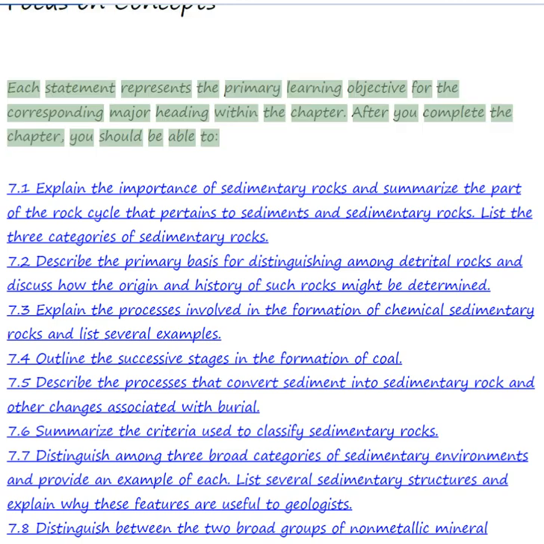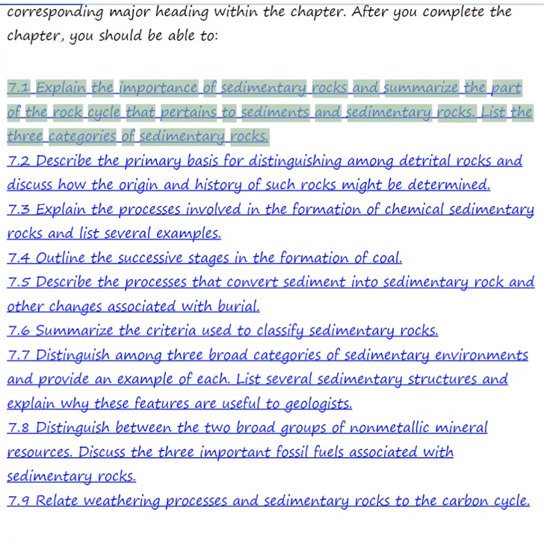Each statement represents the primary learning objective for the corresponding major heading within the chapter. After you complete the chapter, you should be able to: 7.1 Explain the importance of sedimentary rocks and summarize the part of the rock cycle that pertains to sediments and sedimentary rocks. List the 3 categories of sedimentary rocks.